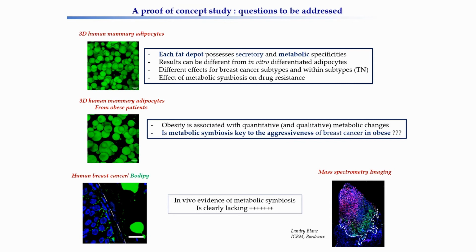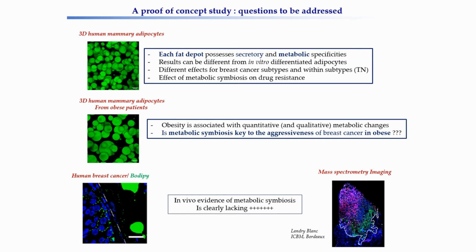Another very important question is what happens in obesity condition, and we are also able now to cultivate obese adipocyte, which is quite tricky, and we want to ask the question, is metabolic symbiosis key to the aggressiveness of breast cancer in obesity condition? And one very important question is what happens in vivo in human tumor, because we have written with Camille from my team a recent review about that, and we were very surprised to observe that there is almost no proof that this transfer exists in vivo.